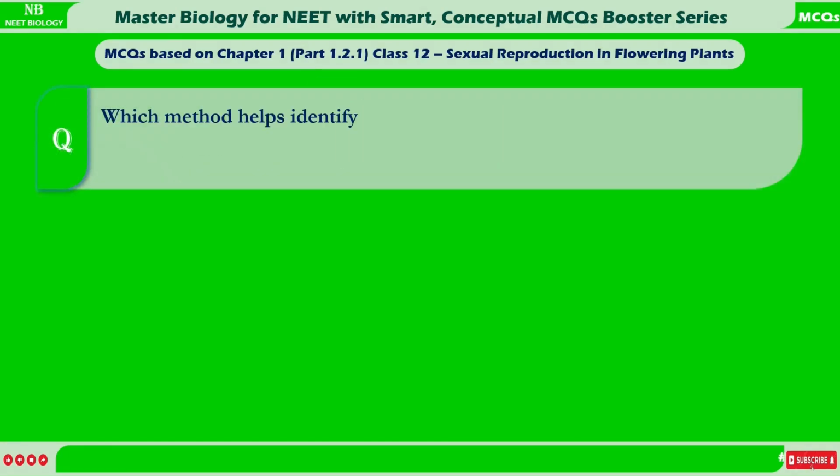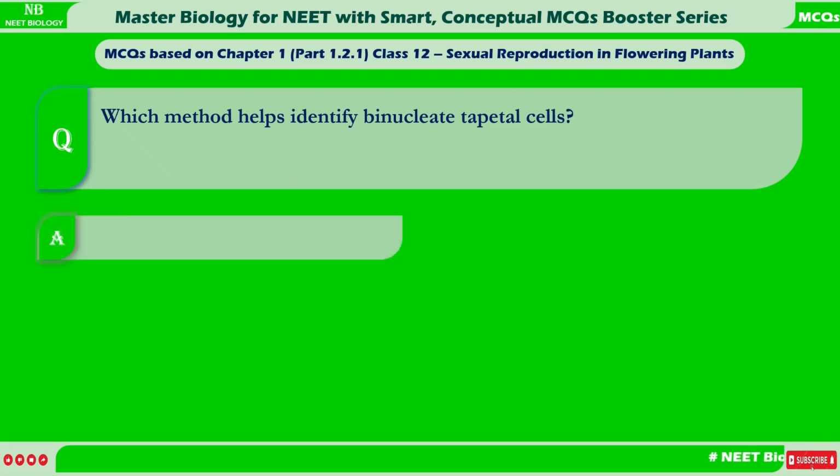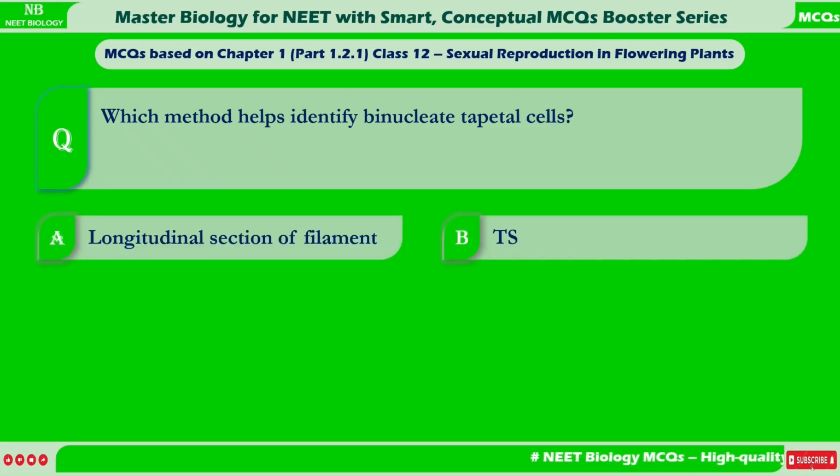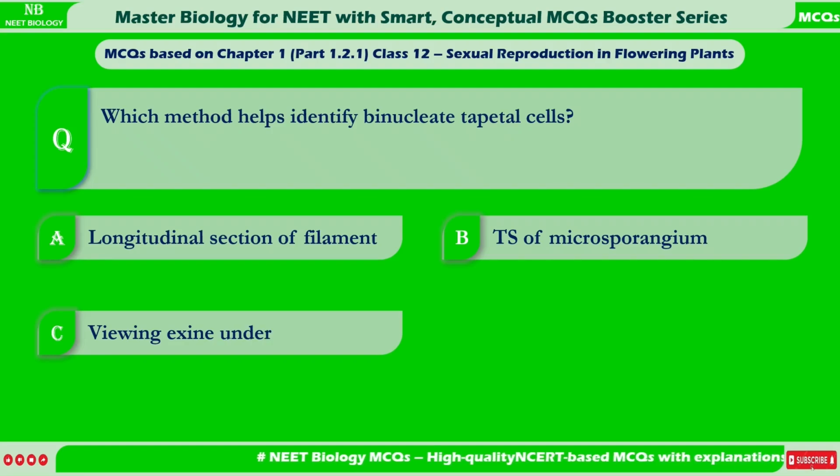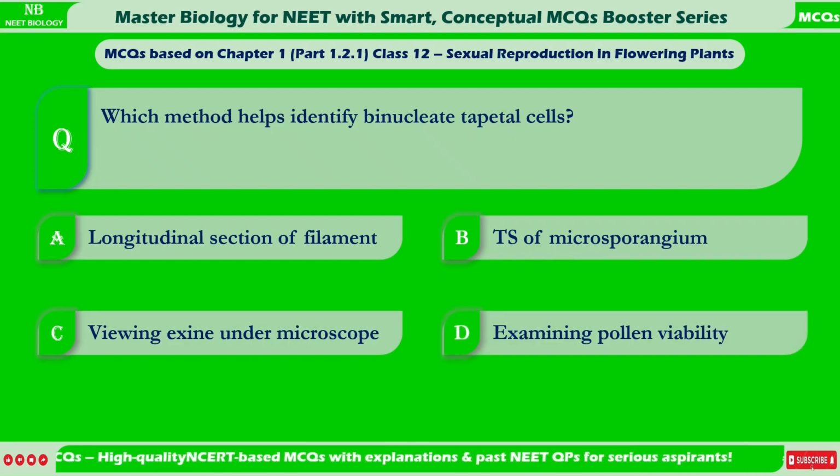Which method helps identify binucleate tapetal cells? A, longitudinal section of filament. B, TS of microsporangium. C, viewing exine under microscope. D, examining pollen viability.